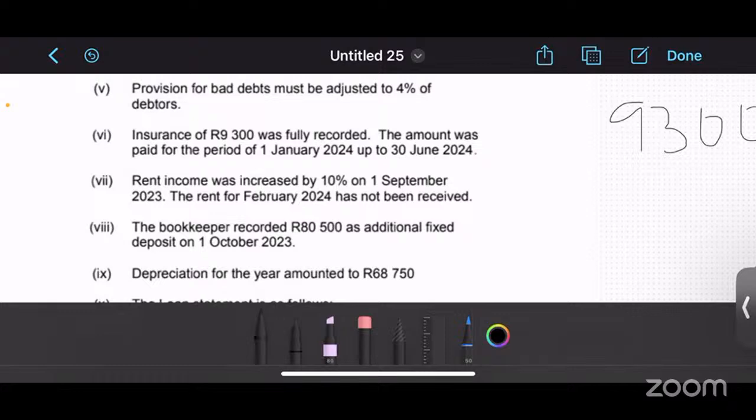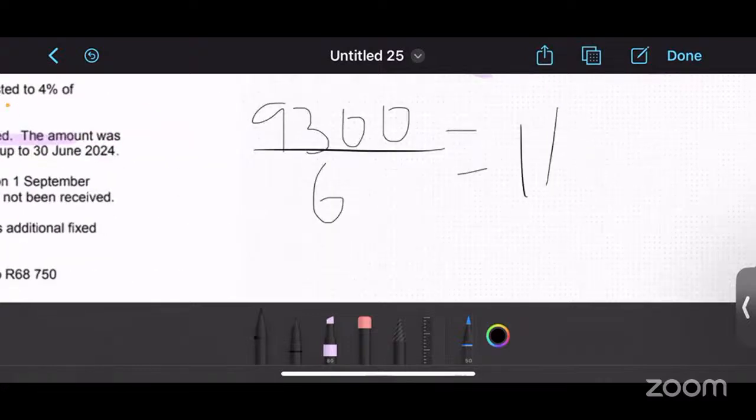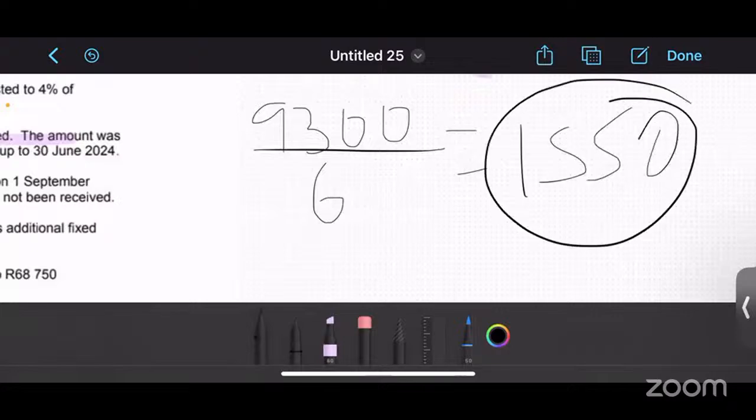Okay, so now that means we are going to divide the 9,300 rands by 6 because we want to know how much the insurance is per month for 6 months. Are we clear? Yes, ma'am. So we can divide by 6 and how much do we get? 1,550. This is going to be the insurance expense for each and every month for 6 months.